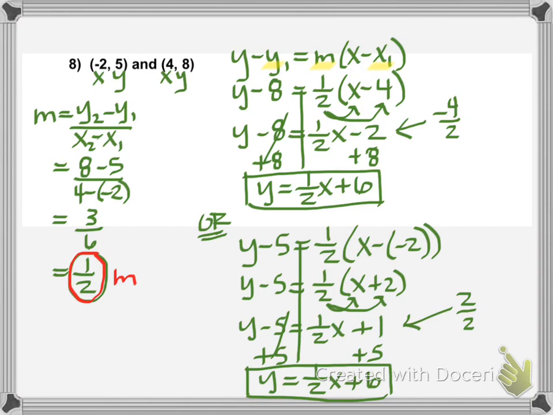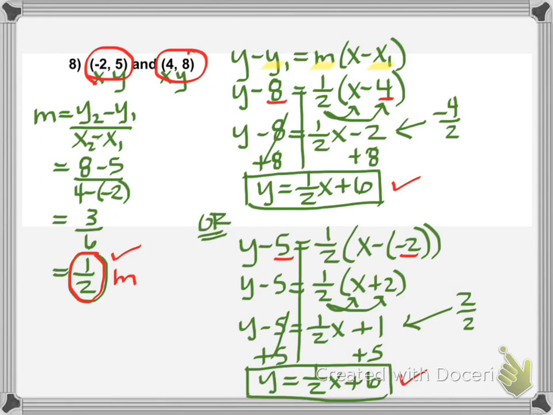Okay, either way you did it, you should have gotten y equals 1/2 x plus 6. So I did it two different ways. First of all, your slope should be 1/2, so check to make sure. Over here, when you choose your x1 and y1, you could choose either point. So this point I did on the top, I replaced with 4 and 8 for my x1 and y1. On the bottom, I used the first point, so I replaced the x1 with -2 and the y1 with 5.